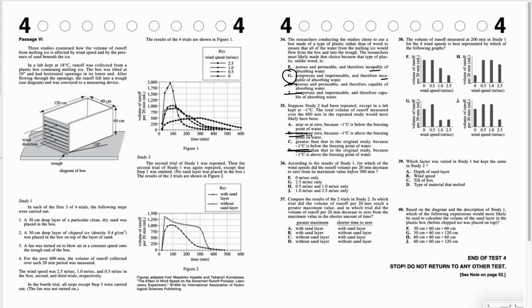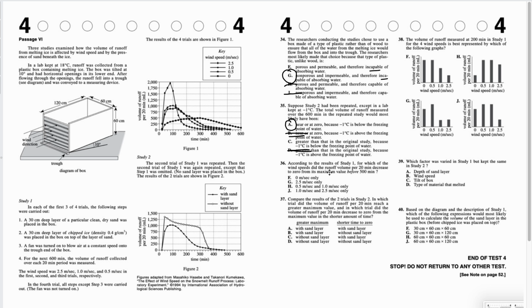So now we can look to see, will it be the amount of volume of runoff? So it's runoff of, I believe it looks like it's water. Studies use water from the melting ice. So we're having melting ice. So if it's at -1 degrees, it's going to stay frozen. Therefore, you're not going to be able to have any runoff. So it won't be greater than the original. It'll be near or at zero because it's still frozen. There's no runoff, so 35 would be A.